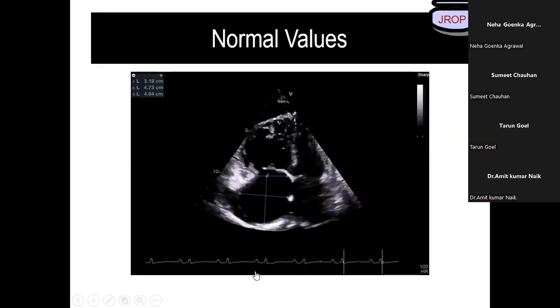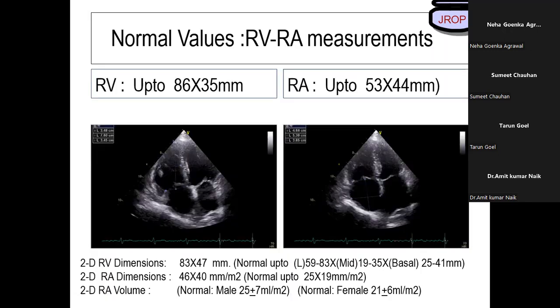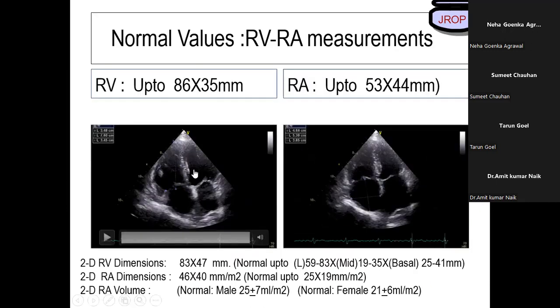And similarly, we measure RV dimensions. How do you measure RV dimensions? It's the same, two horizontal dimensions and one vertical. Again the annular dimension we measure, then one at the tip of the tricuspid leaflet, and a line perpendicular which measures the longitudinal. Okay, just a second.